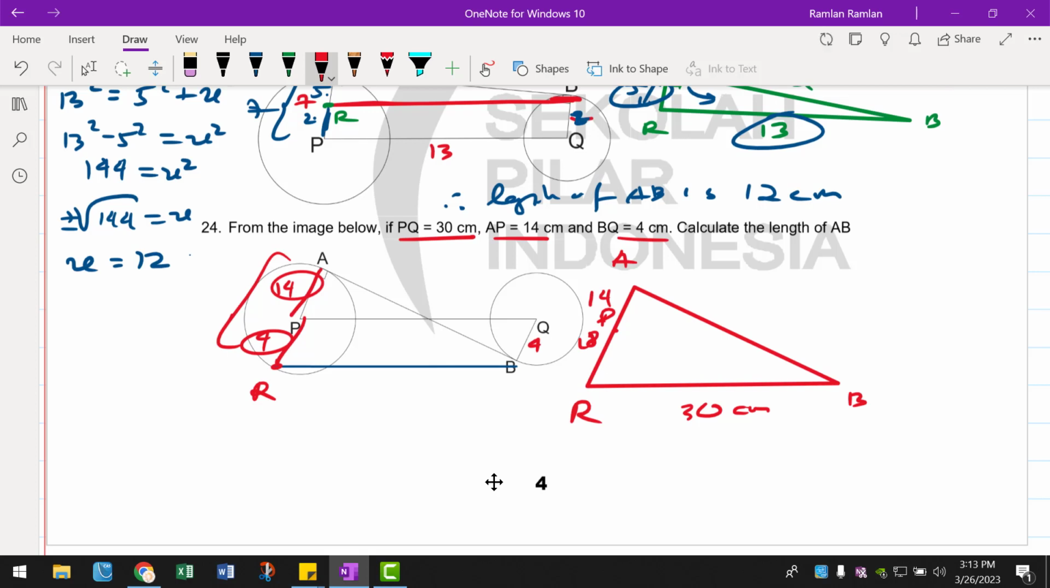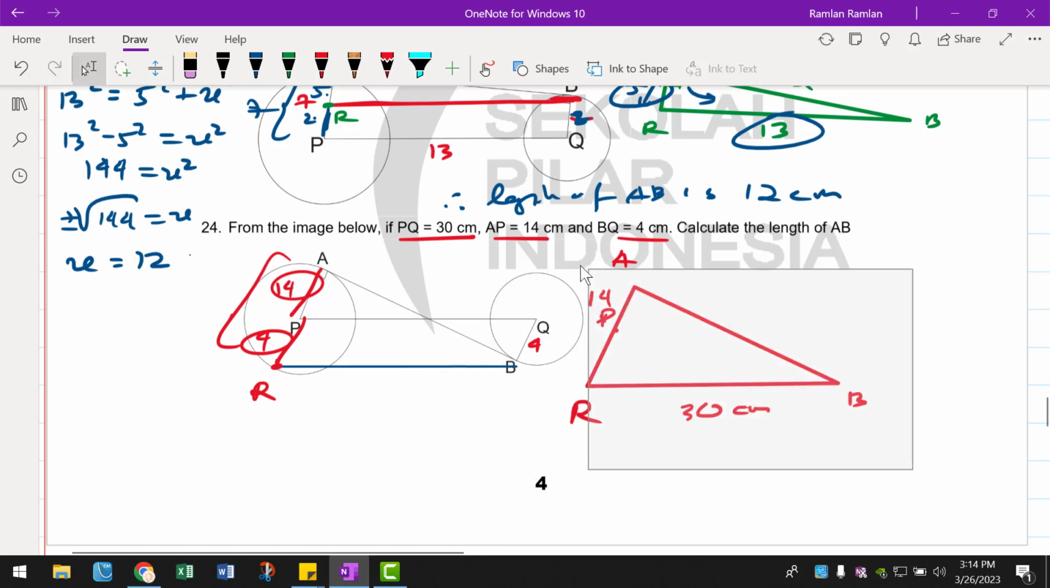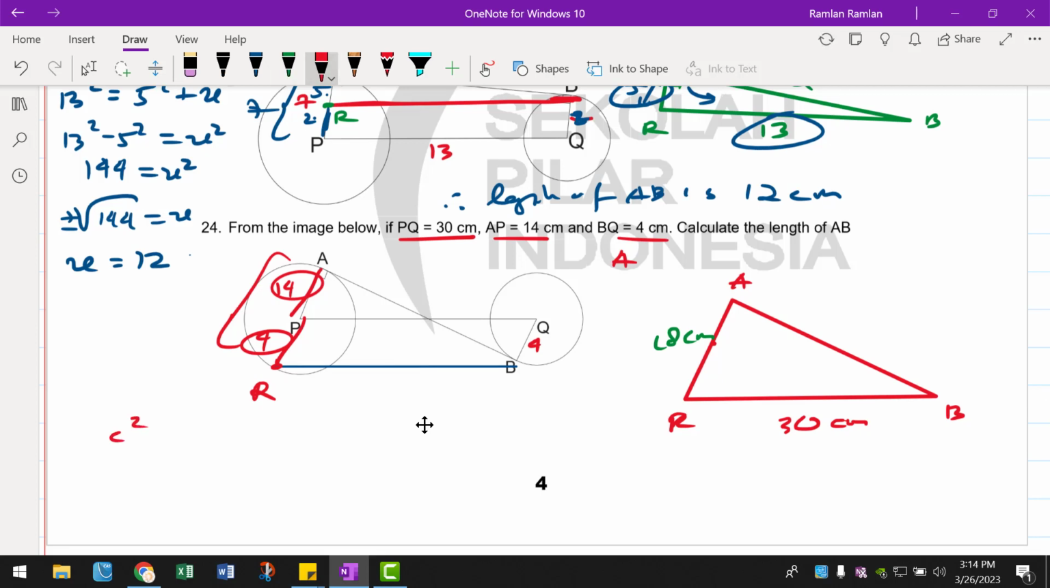Okay, can you see that we are looking for the AB? Maybe I'm going to move that a little bit to the right side so that it's not colliding here. I need to move it a little bit here, guys. So from A to R is going to be 14 plus 4, which is 18, something like that.